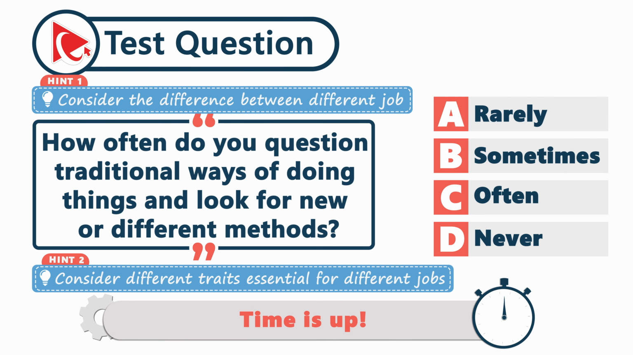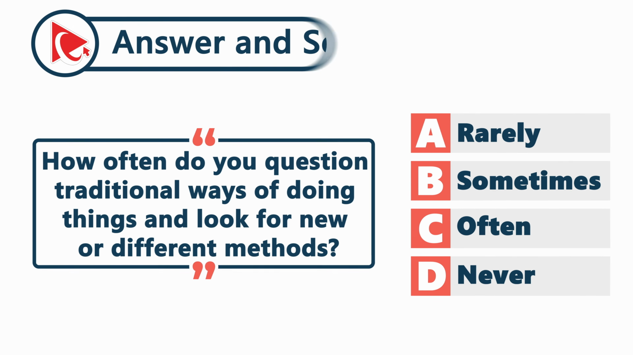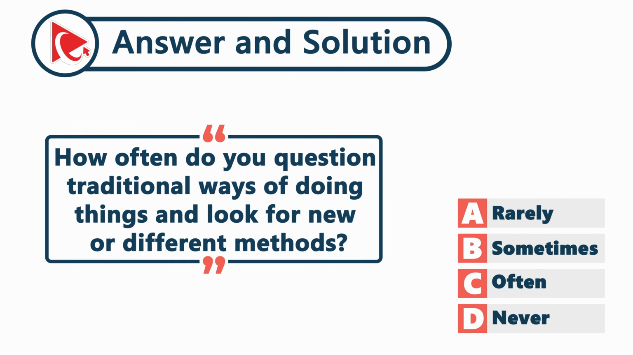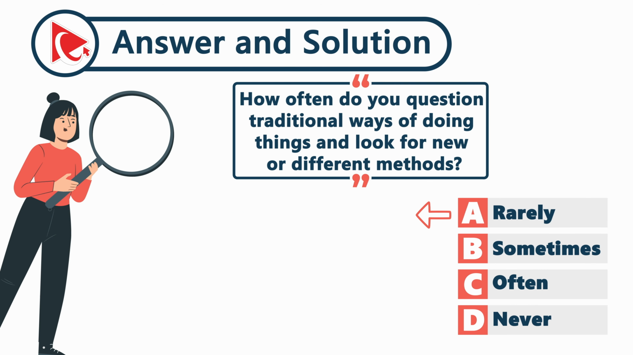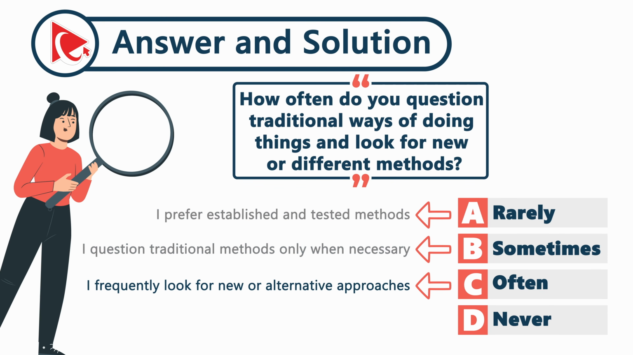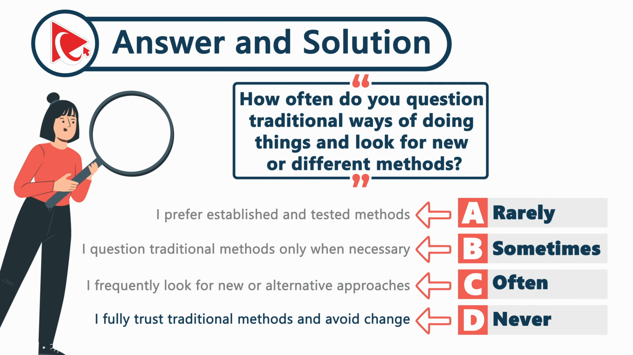Time's up. Do you have your answer ready? I hope so, because the answer to this question is not very difficult. Let's start by understanding the answer choices and what they actually mean. Choice A, rarely, actually means I prefer established and tested methods. Choice B, sometimes, means that I question traditional methods only when necessary. Choice C, often, means that I frequently look for new or alternative approaches. And choice D, never, means that I fully trust traditional methods and avoid change.